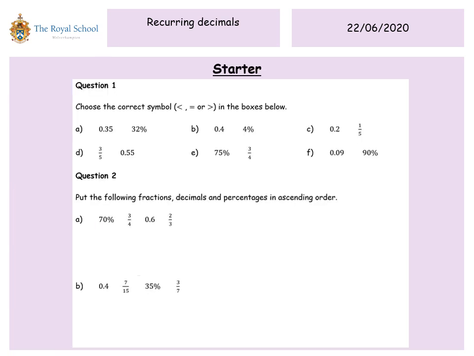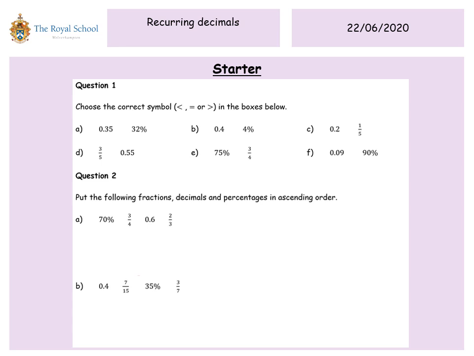On to our starter then. So I've got two questions, several parts, comparing some fractions, decimals and percentages. So question 1, can you choose the correct symbol, a less than, equals or greater than symbol? And then question 2 is putting the fractions, decimals and percentages in ascending order, so from smallest to largest. So if you'd like to pause the video until you've had a chance to have a go at those, we can run through what we should be doing for those.